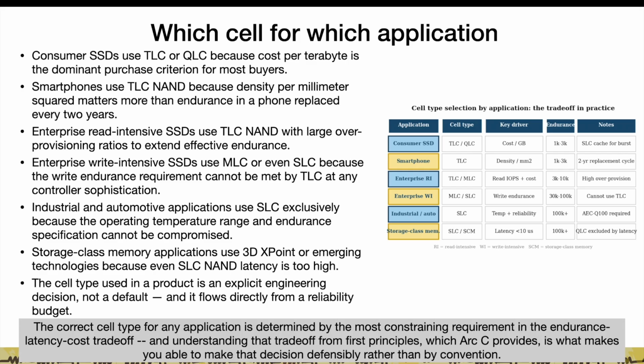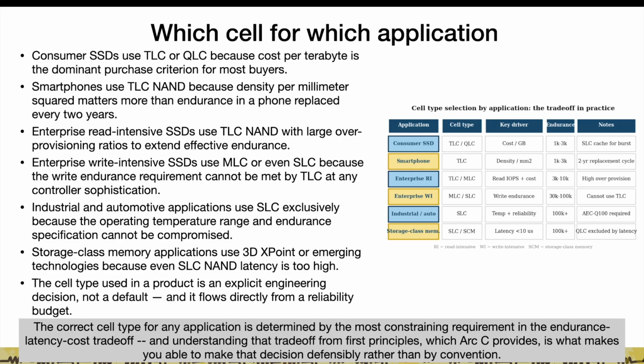The pattern across every row is the same. Identify the most constraining requirement in the endurance, latency, reliability space, and select the cell type that satisfies it at an acceptable cost. That's not a heuristic. It's the application of the physics you've been building throughout this arc. Now, every number in that table, the endurance limits, the RBER targets, the latency specifications, flows from the threshold voltage window physics and the distribution sigma growth model that this video introduced.